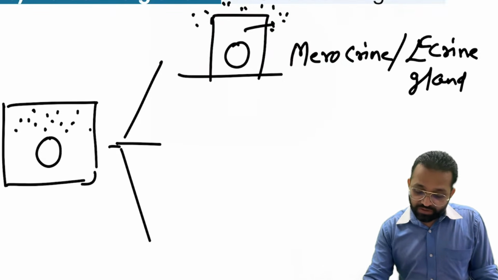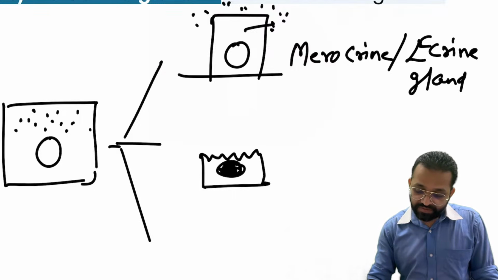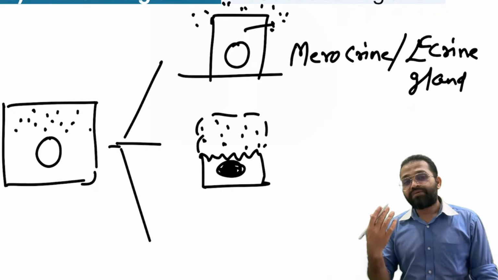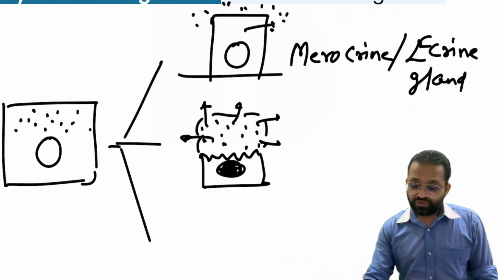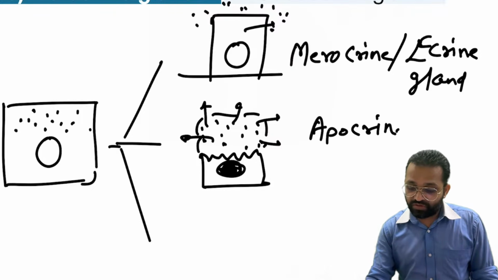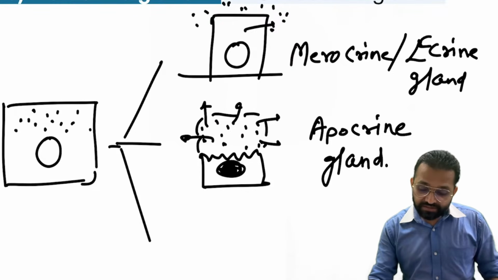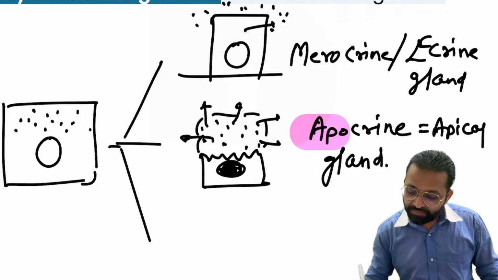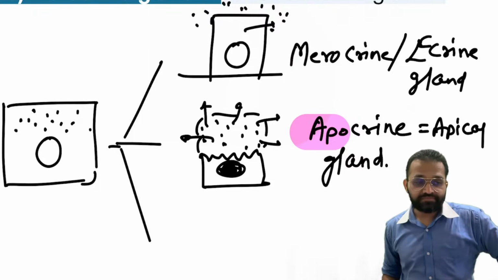Sometimes what is happening is the apical portion of the cell has been destroyed, and now the secretion is coming out. So this is known as the apocrine gland. Are you getting the nomenclature? Apo means apical. The word apo indicates the apical.